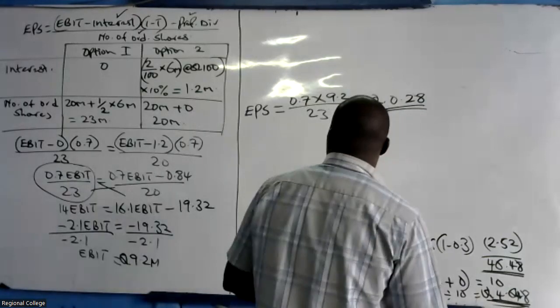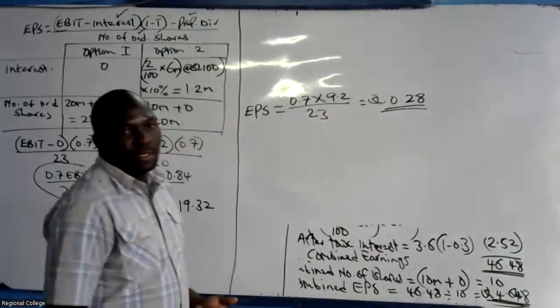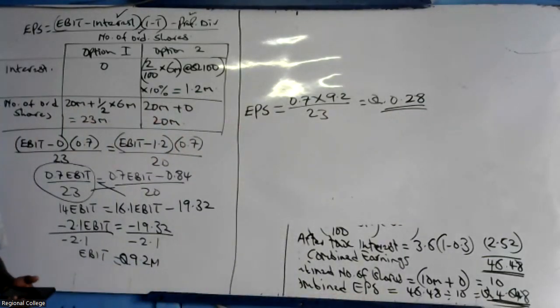If you use option B, do you get the same? Should be the same. Option B, are we getting how much? 9.2 minus 1.2.